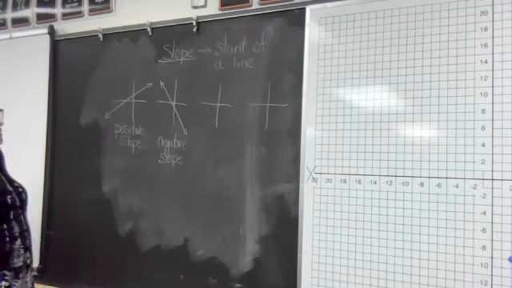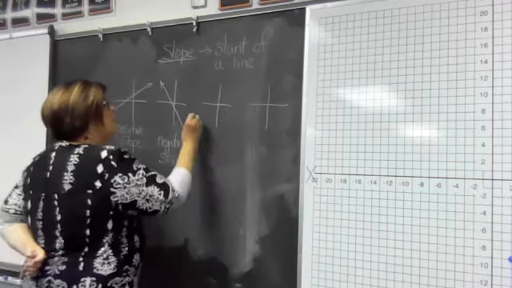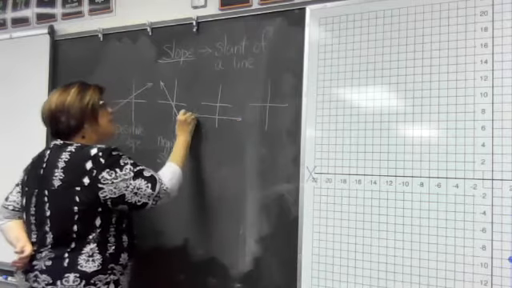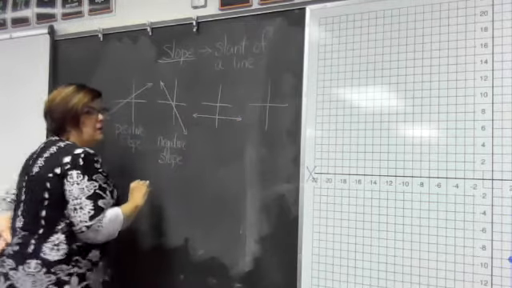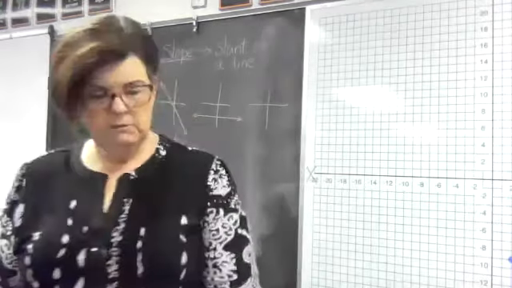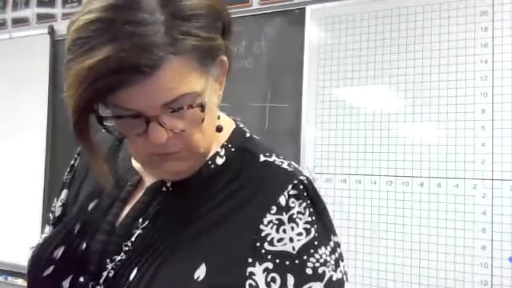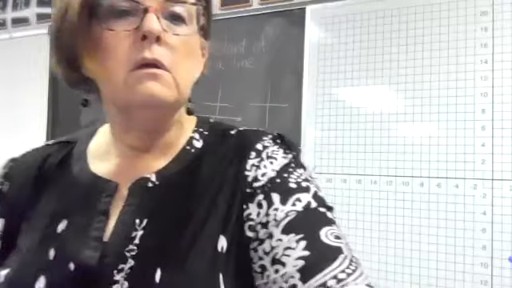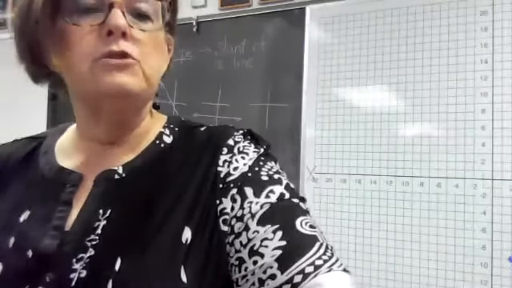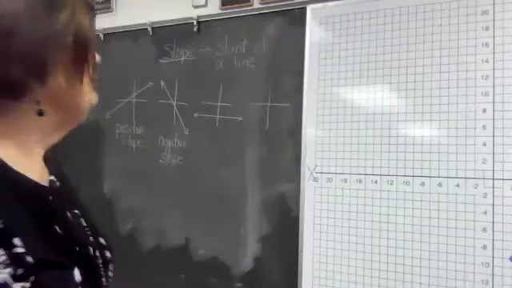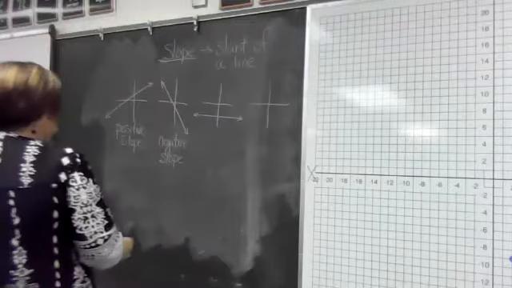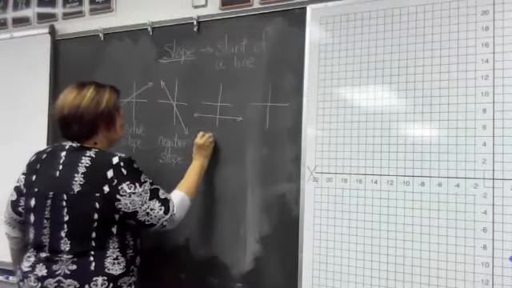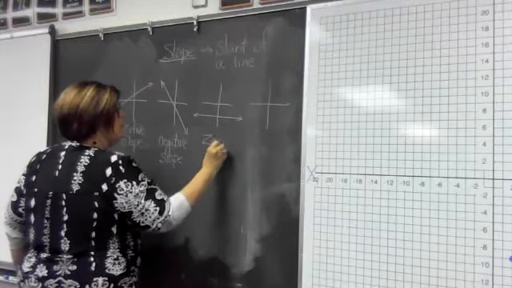Okay, now the next one is a completely horizontal line. And we will have some of those maybe today. A complete horizontal line. I am going to pause this recording. Okay, we're back. The third type of slope is a completely horizontal slope, and this is called a zero slope.